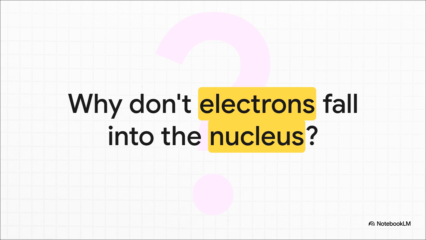All right, time for a quick knowledge check. I really want you to pause and ponder this for a second. We know negative electrons are intensely attracted to the positive protons sitting in the center of the atom. So, why don't the electrons just get pulled right in and crash into the nucleus? It's a super common misconception, actually.